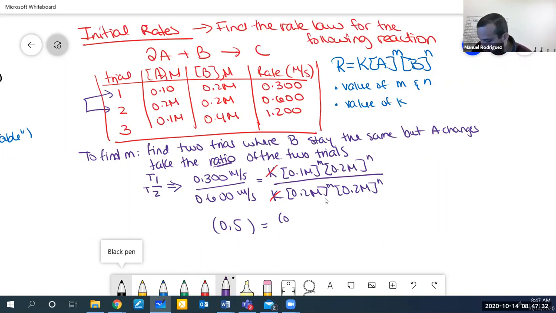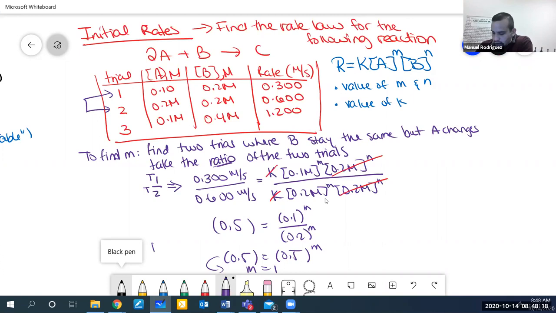But then I have 0.1 divided by 0.2, each of them to the M, and then 0.2 to the N divided by 0.2 to the N. I don't know what N is, but they should be the same, so that will cancel out. Then I keep solving this, and I have 0.5 equals 0.5 to the M, which means that M has to be 1. Does that make sense? So that is how you find the M value. If you didn't know this, you can do the natural log of 0.5 divided by the natural log of 0.5 to get the M value.